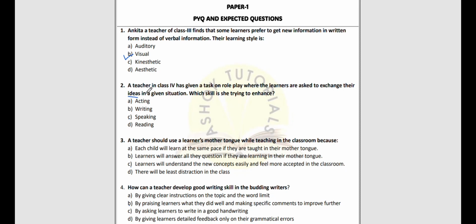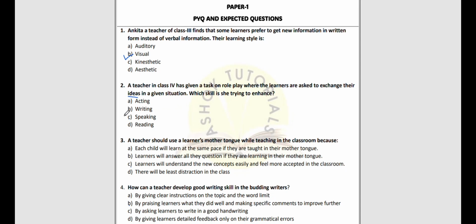So is it acting? They are asked to exchange their ideas. Remember this line. Is it reading, speaking, acting, or writing? Which of the following will be the correct answer? So I give you a few seconds to think and answer. Pause the video and answer.